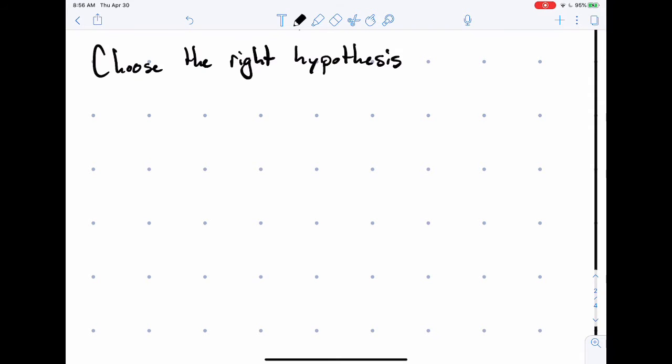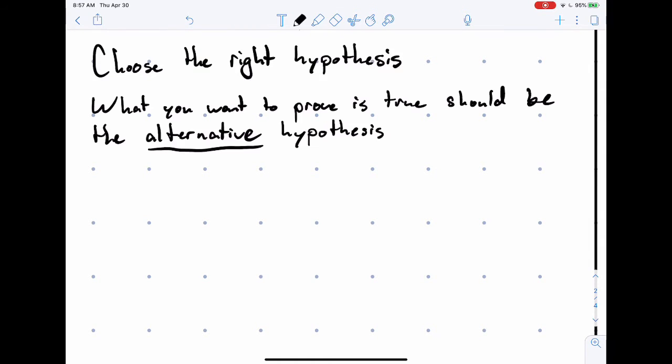With hypothesis testing, it's very important that you set it up with the right hypothesis at first, so you can prove the thing that you want to prove. Or in particular, the statement that you want to prove is true needs to be the alternative hypothesis. That way, by showing that the null hypothesis is most likely false, then you show that the alternative is true. Here's an example.